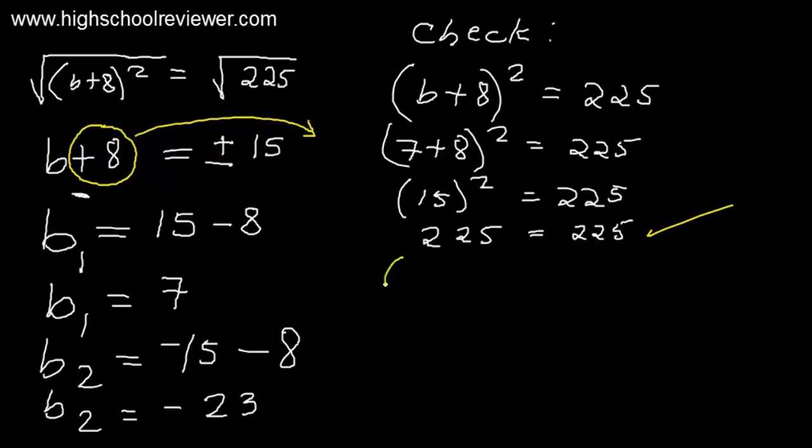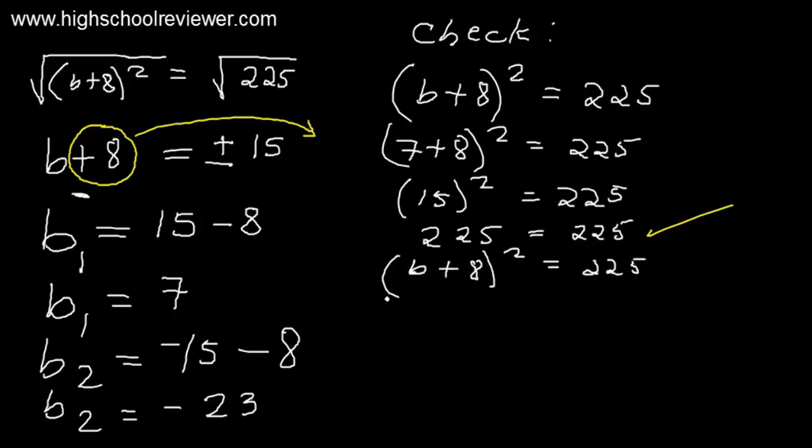So we have here b. Okay, let's erase that. So we have here b plus 8 raised to 2 equals 225.